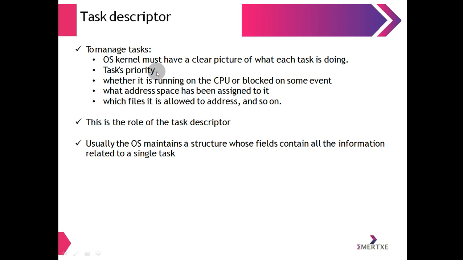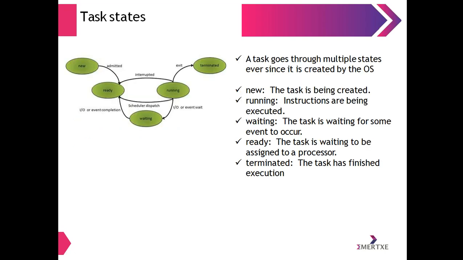Task's priority: which task has to be performed first. So the priority list should be maintained. Whether it is running on the CPU or blocked on some event is also tracked, because in the earlier slide we saw that a task is created in the new state. After that, it is admitted to the ready state, where it waits to be assigned to a processor.